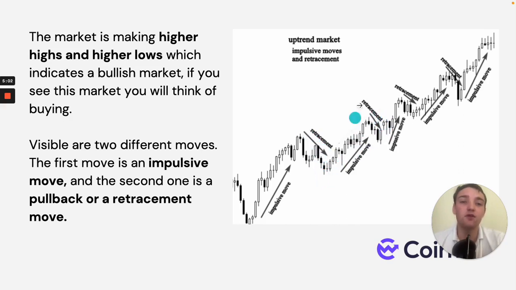Whenever you get a retracement like this, you know you're in an uptrend, and it's a good time to go in within this area. You don't want to be buying within the impulsive move, you want to be buying on the retracement. That's very important to understand.